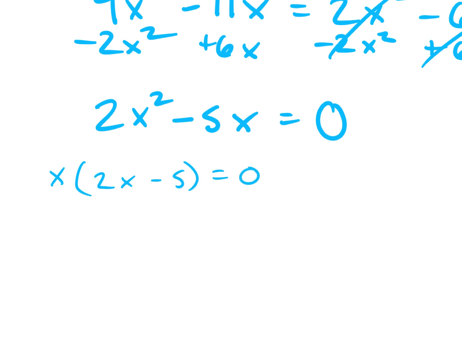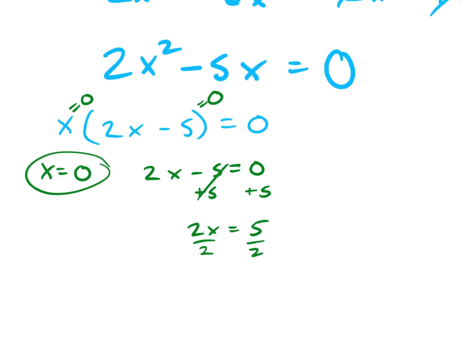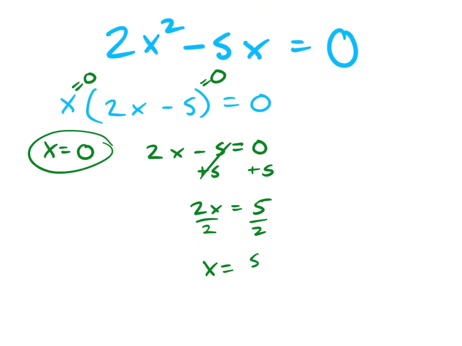What would we do next? Just like when factoring before, what would we do? Set them both equal to 0. Perfect. So we have x is equal to 0, and 2x minus 5 is equal to 0. So x is equal to 0. It's already solved for us. Next one, we're going to add 5 to both sides. So 2x is equal to 5, and divide by 2. So x is equal to 5 over 2.